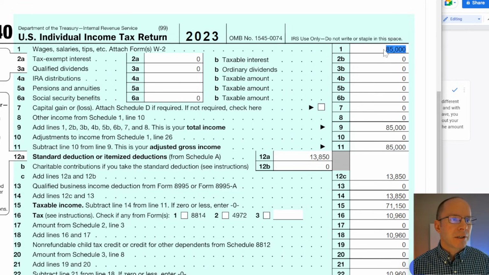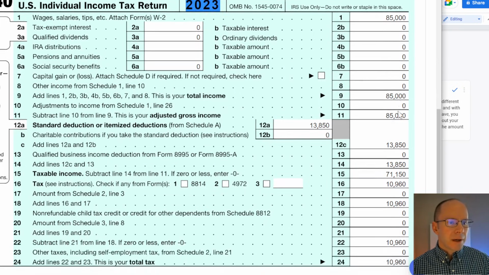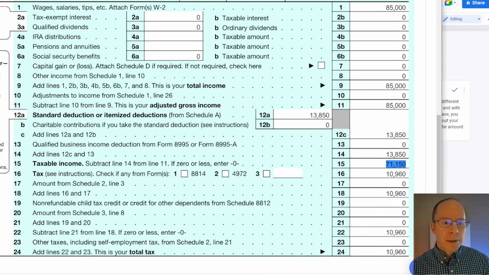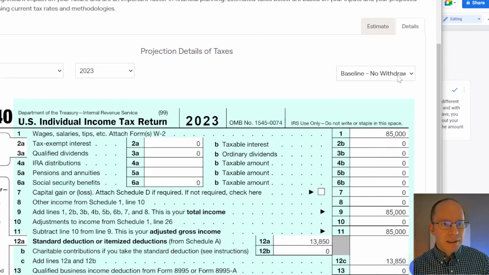So if we start out assuming somebody earns, let's say, $85,000 per year, they don't take any distributions from an IRA. This is just the baseline. Their income would be $85,000. They are single, so they get the standard deduction. So their taxable income is about $71,000, and they owe about $11,000 in taxes.